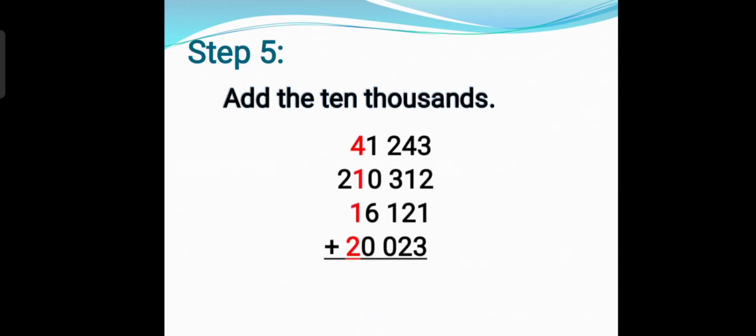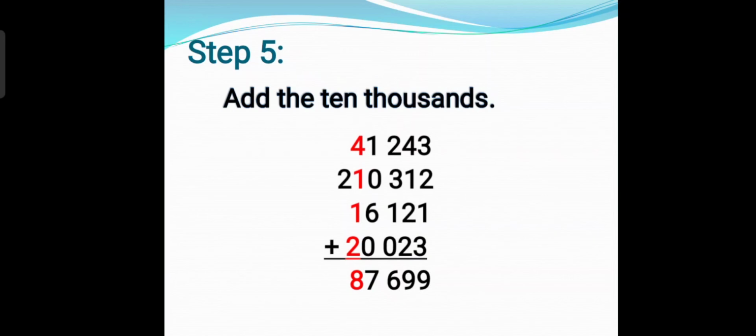Step 5. Add the 10,000 digits. What are the digits in the 10,000 place? We have 4, 1, 1, and 2. Adding all the digits in the 10,000 place, we have 4 plus 1 equals 5. 5 plus 1 equals 6. Then 6 plus 2 equals 8. Let us write it under all the digits that we added.